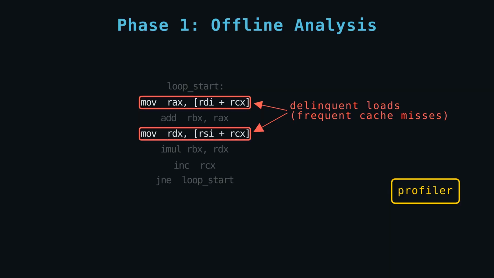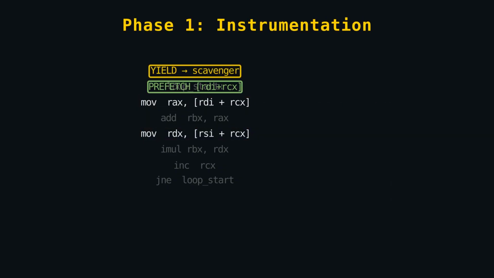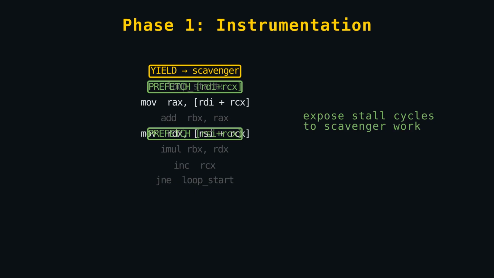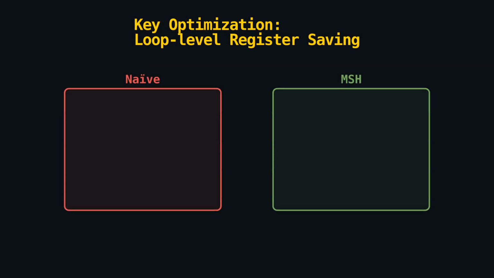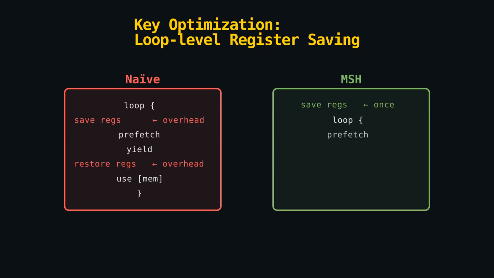The binary is then instrumented. A prefetch instruction is inserted before each delinquent load, immediately followed by a yield to a lightweight coroutine called a scavenger. A key optimization reduces overhead. Instead of saving and restoring registers at every yield, MSH moves this to the loop boundary, so overhead is paid once per loop, not once per iteration.